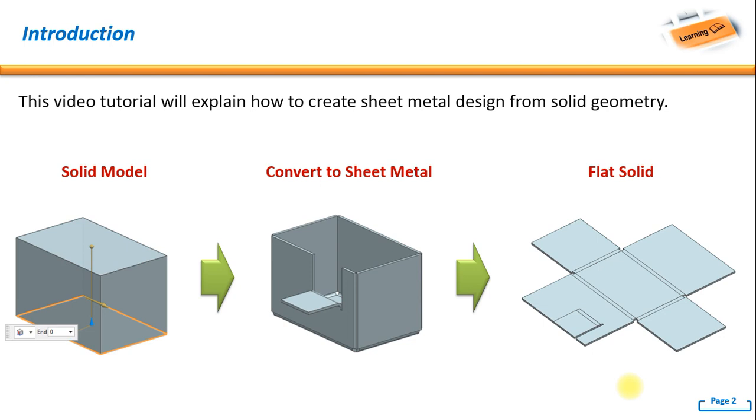So in this video tutorial, I will explain how to create a sheet metal design from solid geometry. In here, we have a solid model that was created using the extrude command, and later I will convert it to a sheet metal, and then finally I will use a flat solid to create this flat sheet metal.